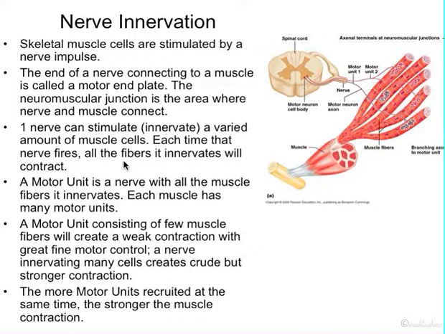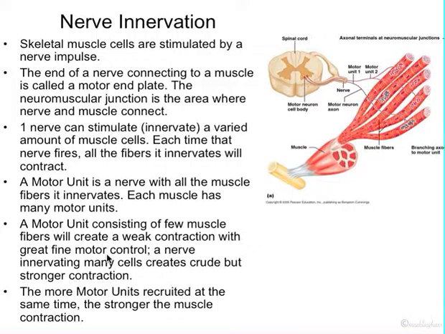And that's an important term, because a motor unit can consist of a few fibers, or it can consist of many fibers. If it only consists of a few fibers, its contraction is great for fine motor control, but it's weak. If that one nerve innervates many fibers, we have a crude contraction, but it's much stronger. And so we can grade what a muscle needs to be doing.